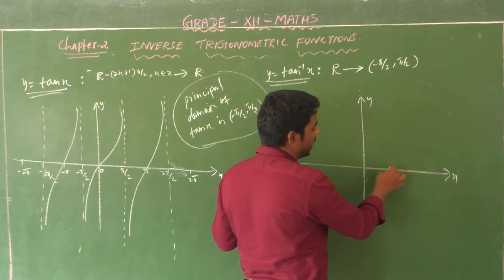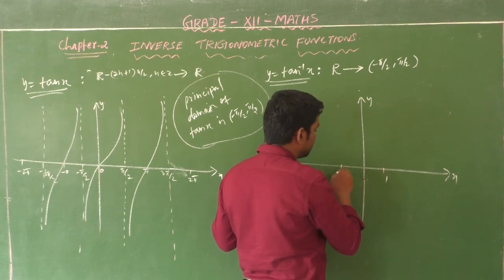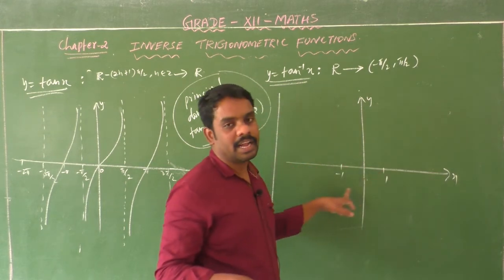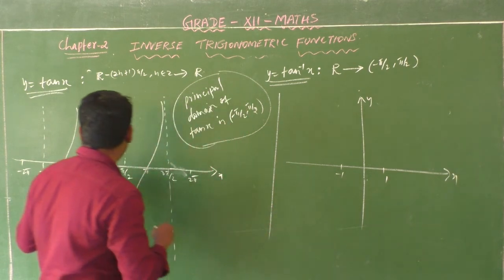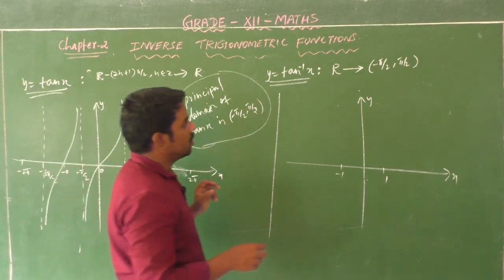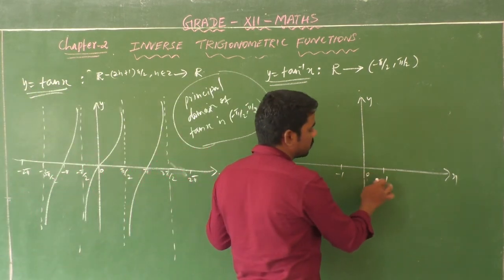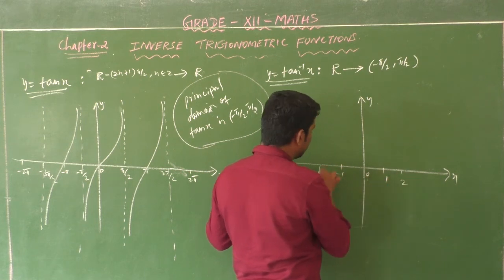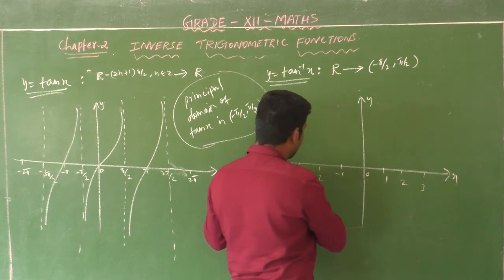So x value is minus 1, plus 1. So plus 1, this is minus 1. Plus 1 and minus 1. Right. 0, plus 1, minus 1, plus 2, minus 2, plus 3 and minus 3.